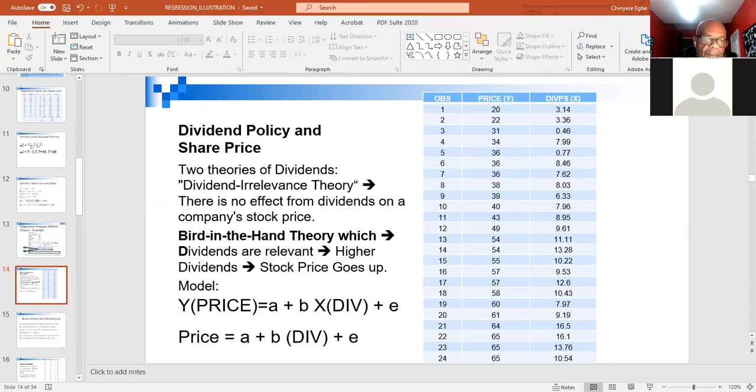And there are many applications. We've already looked at the application for sales calls and sales, which is a salesman's problem, a sales manager's problem. We looked at maintenance of a vehicle and the age of a vehicle, which is an operational problem, a problem in operations management. Now we're going to look at a finance problem.